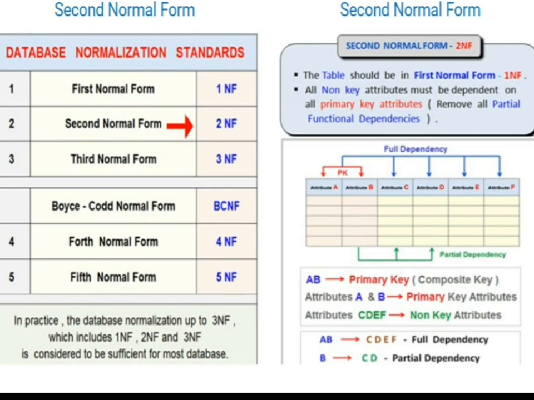If any table satisfies these two properties, number one, the table should be in 1NF, and number two, it should have full functional dependency and not have partial functional dependency, or you can say that all non-key attributes must be dependent on all primary key attributes, then we say that the table is in the second normal form. I hope this is clear to you. We'll see two more normal forms in the next lecture.